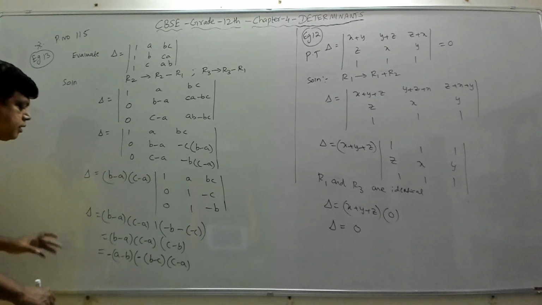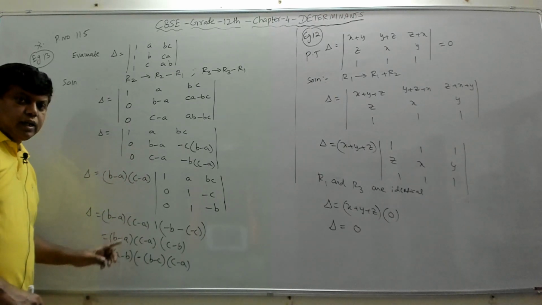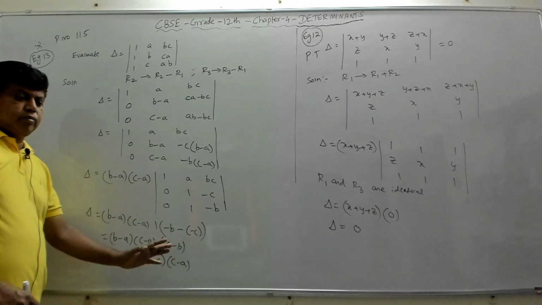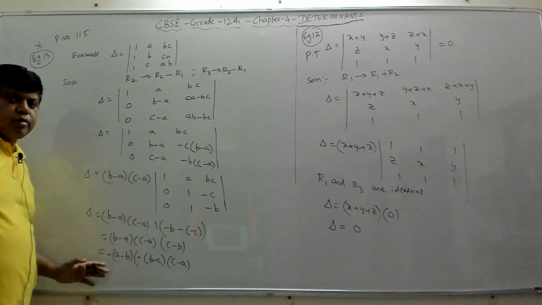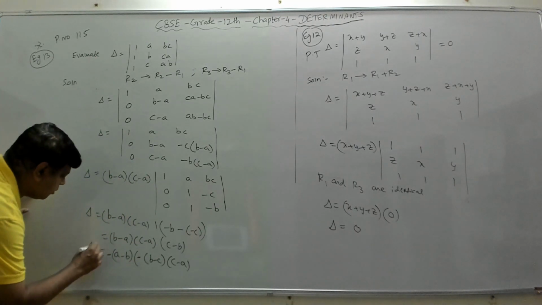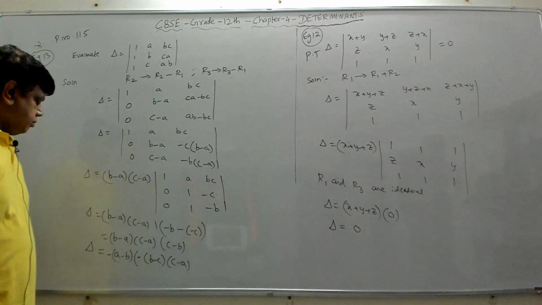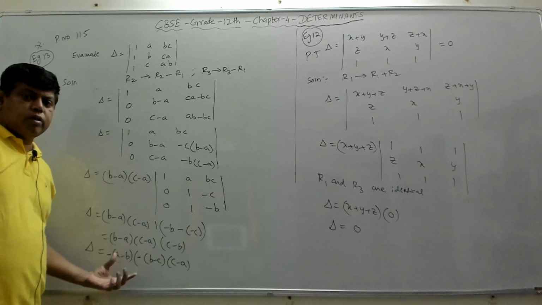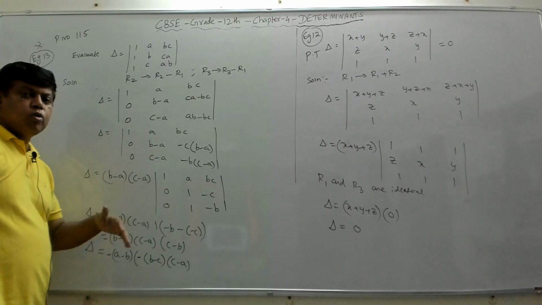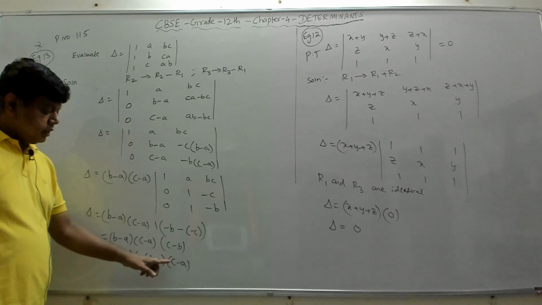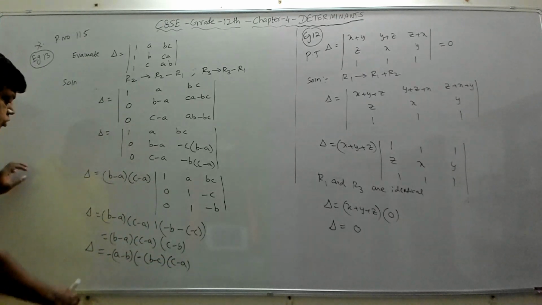Why am I writing like this? Because I am trying to get it in a cyclic order. A minus b, then b minus c, then c minus a. We can stop here also, but I'm just trying to write it in a little cyclic way, or in a way wherein the variables will look cyclic. So I am going to write this as a minus b, then b minus c, c minus a. So that's why I'm interchanging these two.